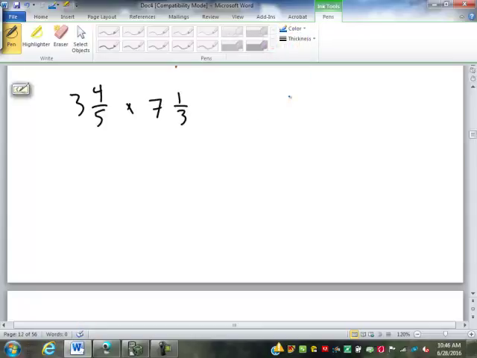Tell me what to do. Okay, turn it to improper, yep. So 3 4/5 will become 19 fifths. Good. The denominator never changes, so the 5 will stay a 5. But we have to do 5 times 3 is 15, plus the 4 is 19 fifths. So over here, the denominator is going to be 3. That won't change. 3 times 7 is 21, plus 1 is 22.